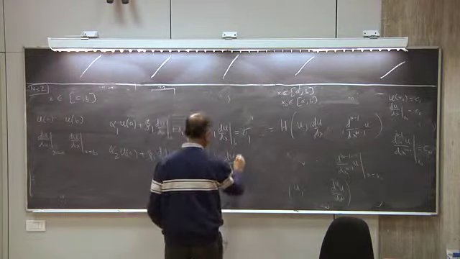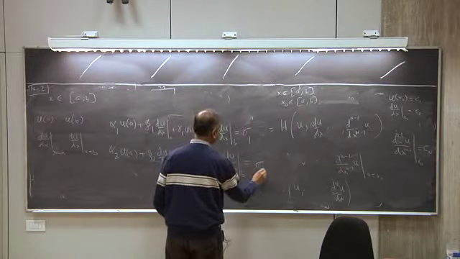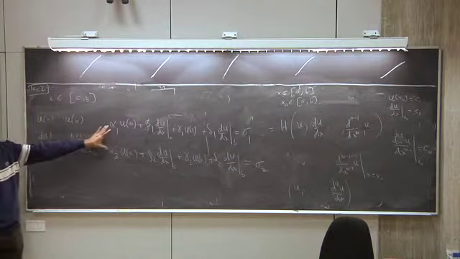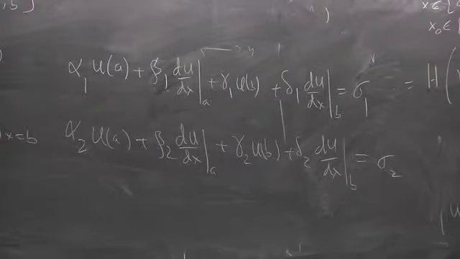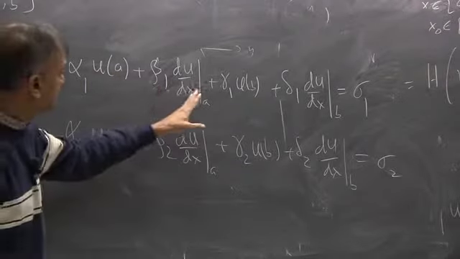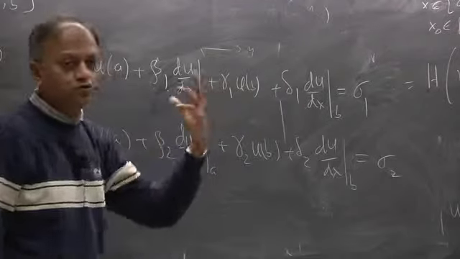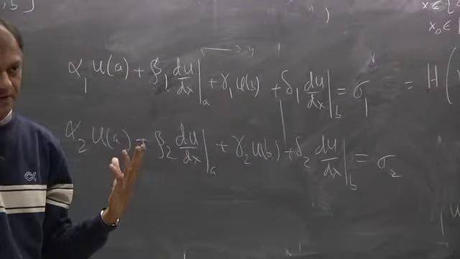X equal to a, u equal to sigma 2. Okay. So you see what I'm saying here. I give you two linear equations involving these four unknown quantities. So these two equations will determine two of them out of these four. Two of them you determine, right?